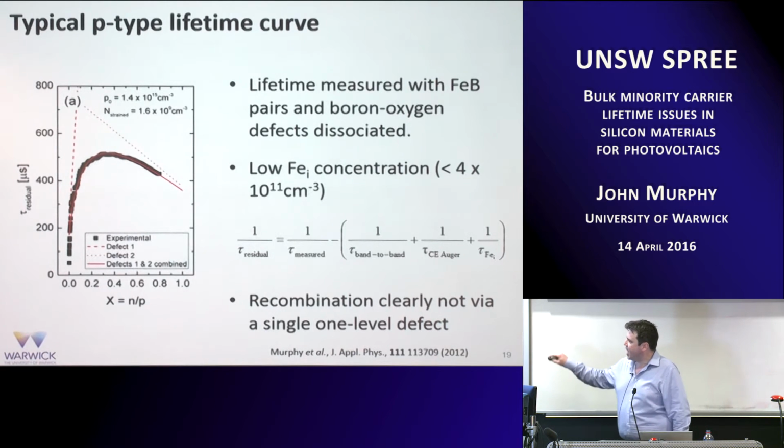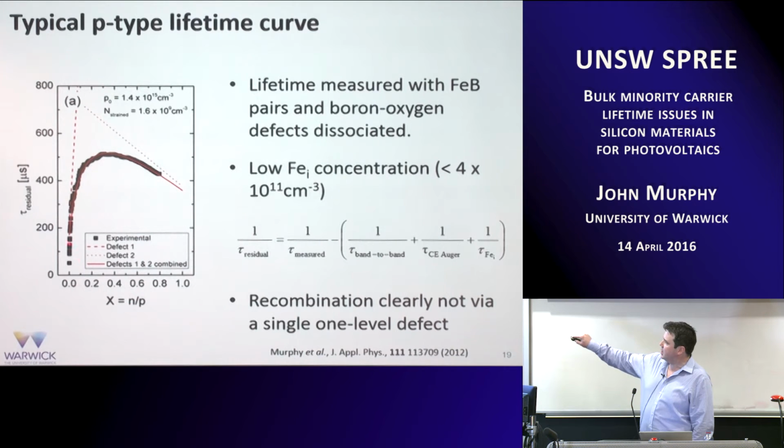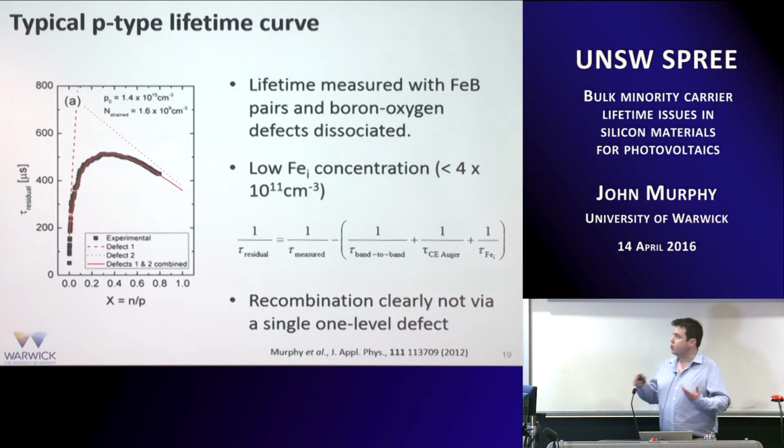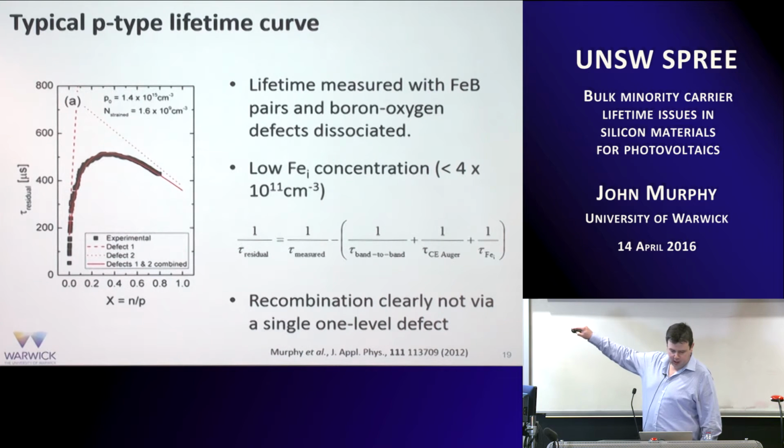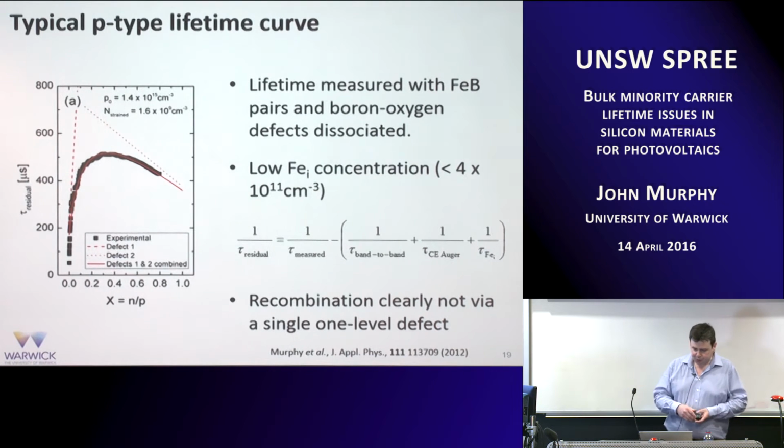So this is the N over P formulation I talked about earlier. This is the residual lifetime, so it's corrected for things we know about, like the Auger and the band-to-band. We get these 2 defect-like injection-dependent lifetime curves. So every time we process a P-type sample, whatever we do to it, we end up with this injection response. We end up with one centre here, which we call defect 1, another centre here, which we call defect 2, and if you add them together, you can always match the experimental lifetime curve. And we've done this with hundreds of samples.